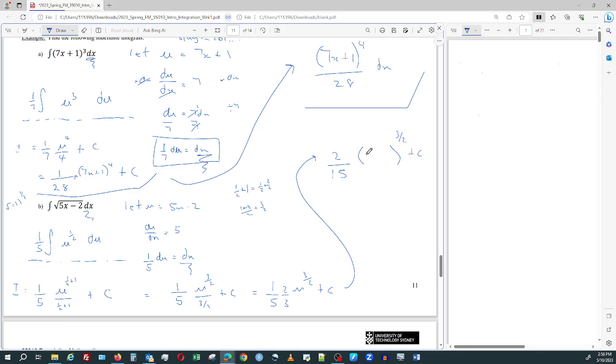And u itself was 5x minus 2. We could write that as the square root of 5x minus 2, cubed, plus c, capital C. So either form would be okay by me. You'll need to pay attention to instructions to know which form to put in.